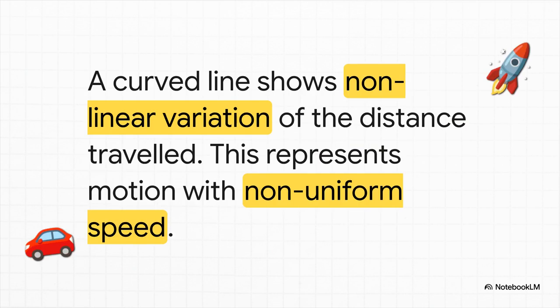But journeys aren't always so steady. What if there's a plot twist? What if our car slams on the accelerator? The story on the graph totally changes. The line starts to curve upwards, getting steeper and steeper. That curve is telling us the object is covering more and more ground every second. It's the visual signature of acceleration.